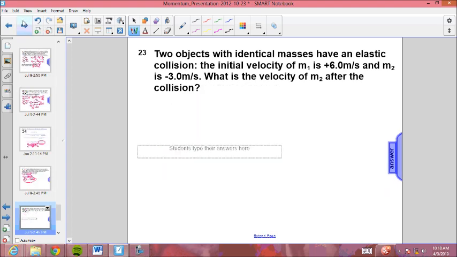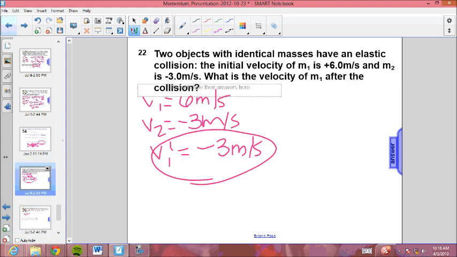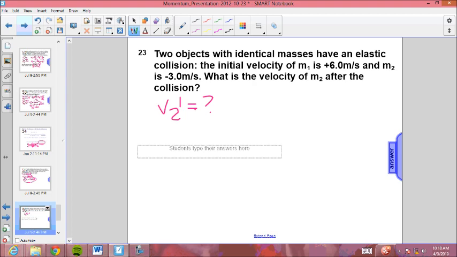So now the next one says, all right, what is v2 prime? What is the velocity of m2 after the collision? Well, we said back here that v1 was 6 meters per second, so that means that v2 prime is equal to that, which is 6 meters per second.